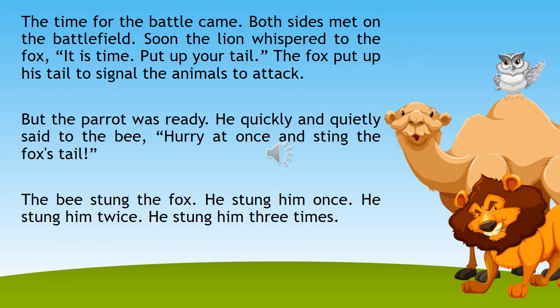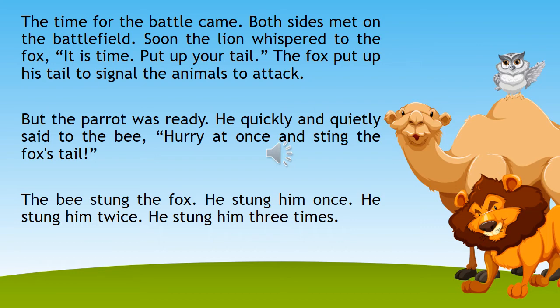But the parrot was ready. He quickly and quietly said to the bee, "Hurry at once and sting the fox's tail." So what was the plan of the parrot? Quickly but quietly said to the bee. We know how a bee looks, right? Hurry at once and sting the fox's tail. What is stinging? हम जिसे डंक मारना कहते हैं. So quickly go and sting the fox's tail.